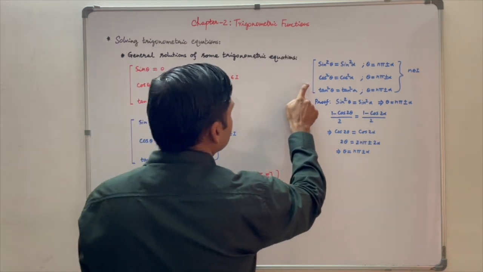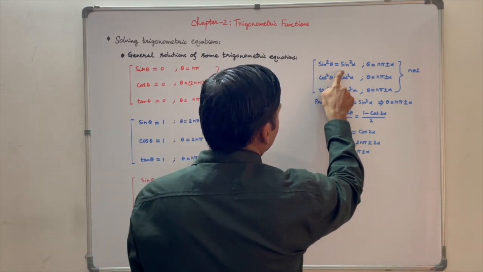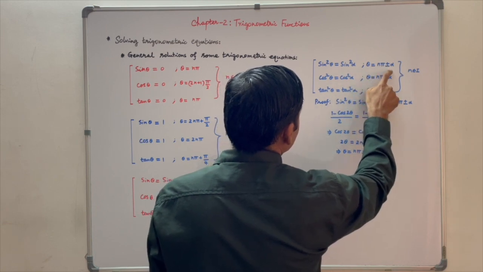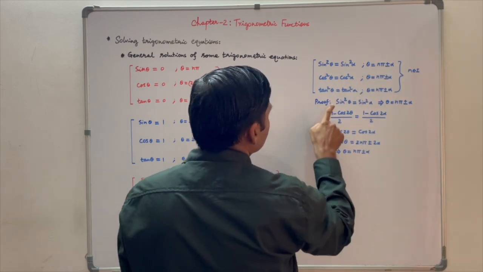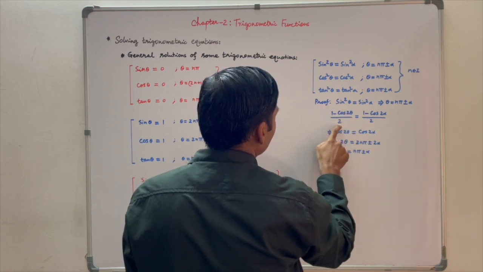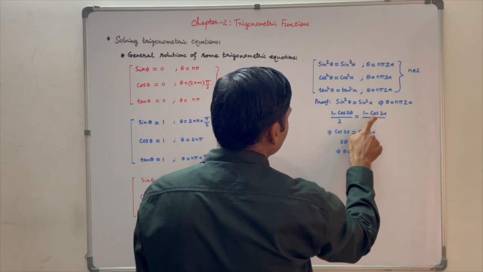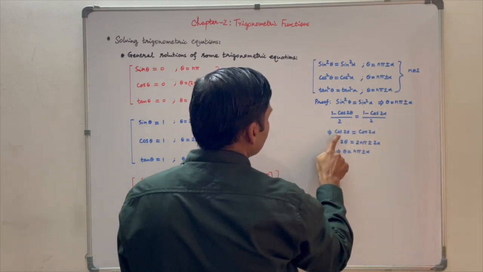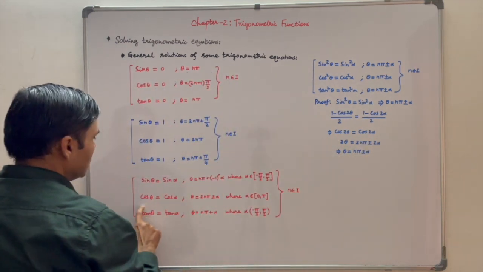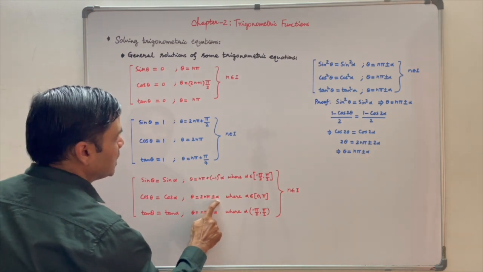Let us understand this one. Sine square theta is equal to sine square alpha. That means general solution is theta is equal to n pi plus minus alpha. Let us prove this. Sine square theta can be written as (1 minus cos 2 theta) upon 2. Similarly, sine square alpha can be written as (1 minus cos 2 alpha) upon 2. That means cos 2 theta is equal to cos 2 alpha. This matches with this. So general solution is theta is equal to 2n pi plus minus alpha.